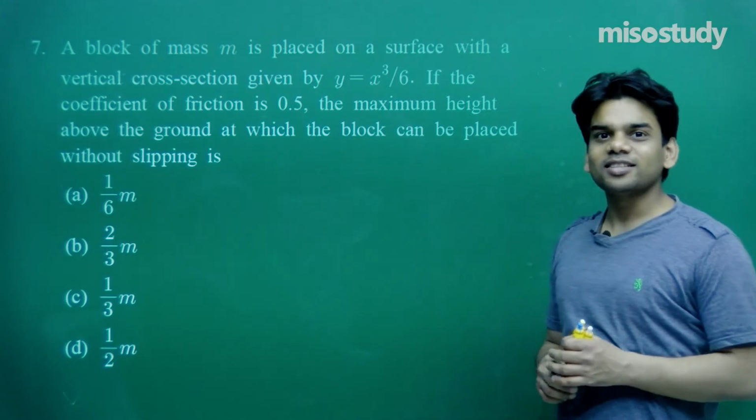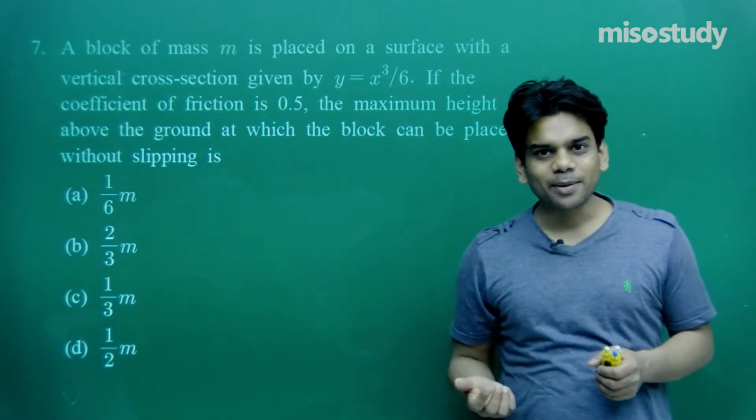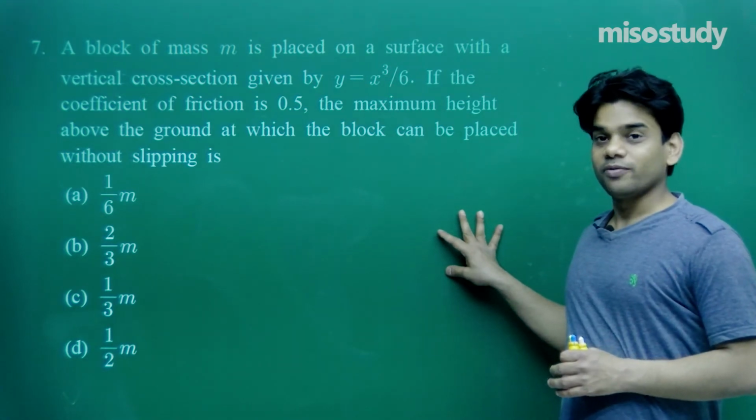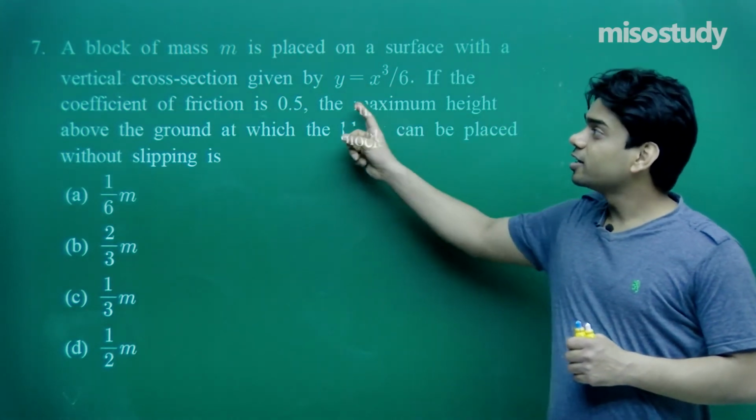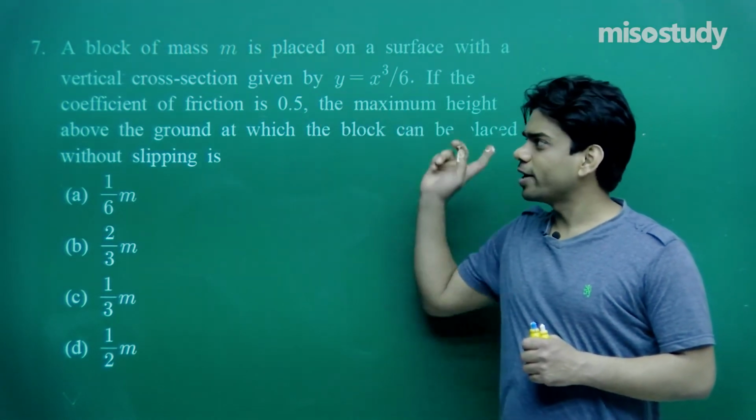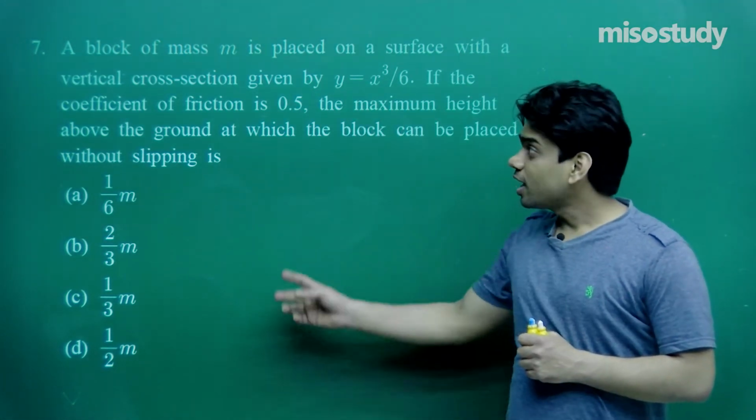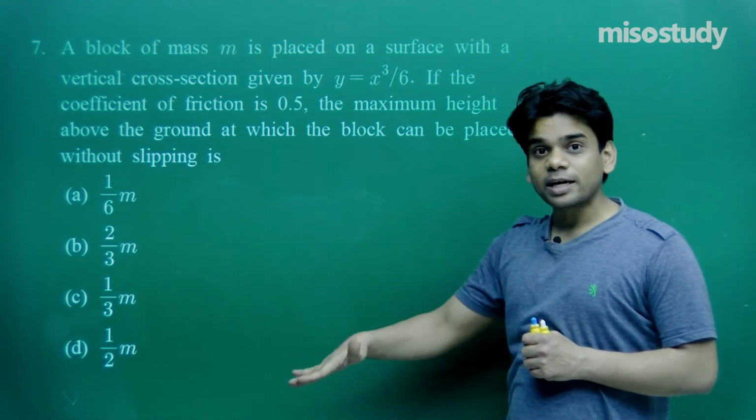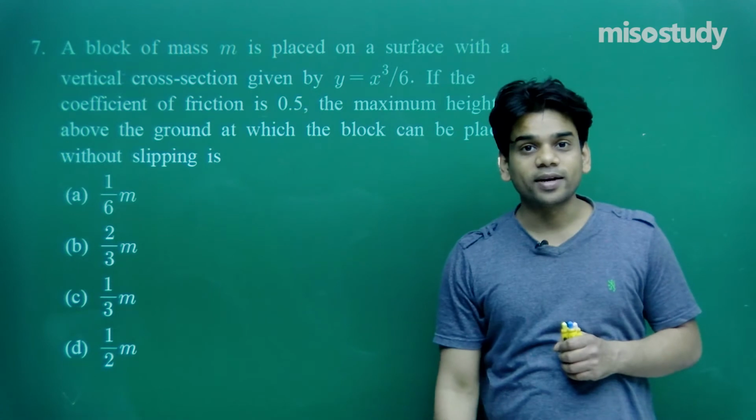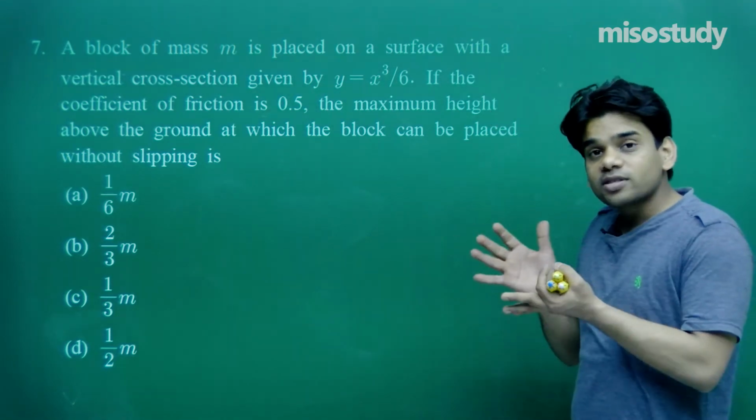So let's see the scenario of the question. I need to make a diagram to make you understand. What I want from you all, read the question once again. When you read, you will find that it's given that it's along a curve. The vertical cross section is y equals x cubed by 6. Now check the coefficient of friction that the surface provides on the block, that is 0.5. Now try to understand on your own.